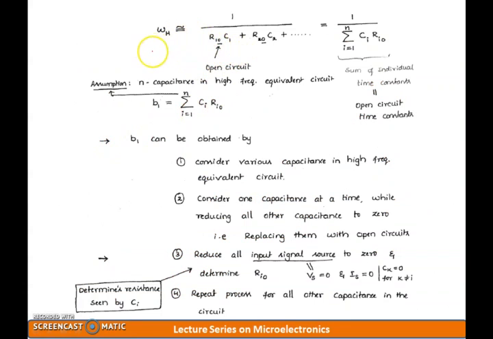So finally I can say that omega h can be represented by 1 upon R1O C1 plus R2O C2 and so on and so forth. O stands for open circuit. Basically it is nothing but the summation of the RC time constants of all the individual R's and C's.